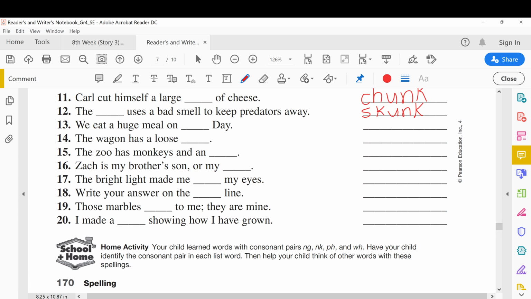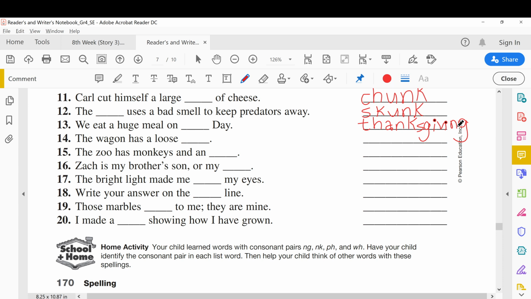So let's write it down. Thanks. So we have nk here, thanks. Then it's a compound word, giving. Again, a consonant pair, ng, and we say Thanksgiving. Thanksgiving. So 14. The wagon has a loose.